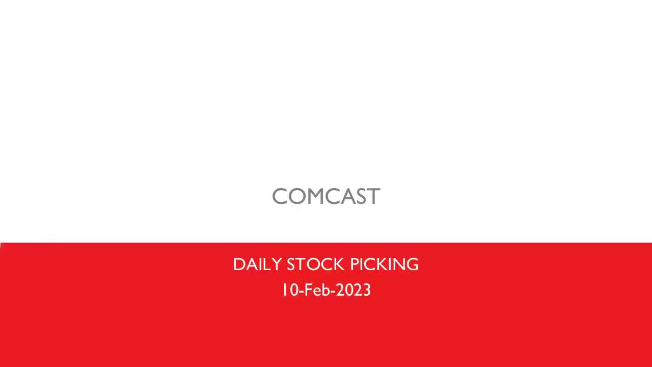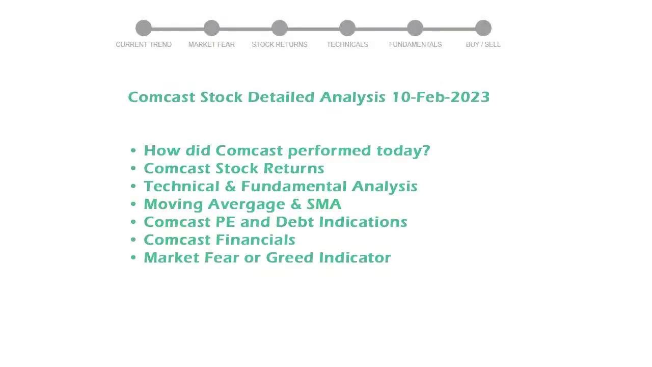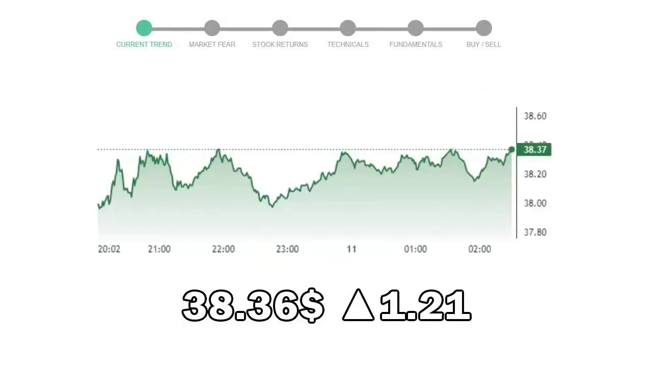We are going to be performing fundamental and technical stock analysis of Comcast. We will cover all these points for better stock picking. Comcast closed at $38.36, with the increase of 1.21% in the last trading session.